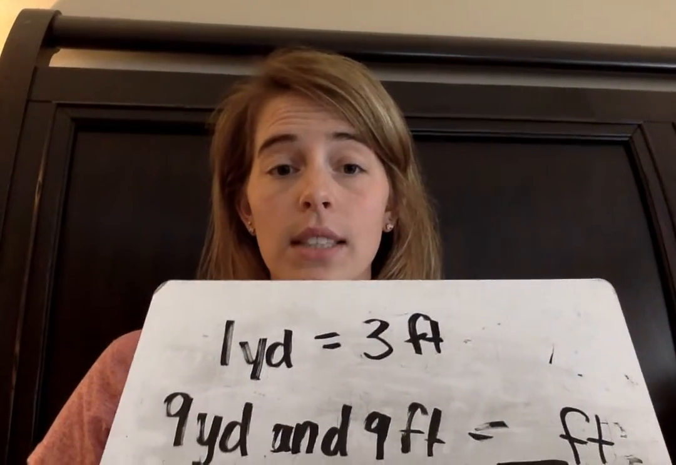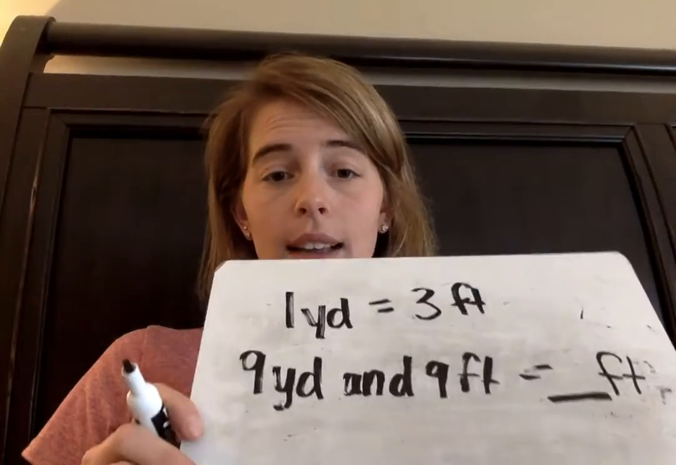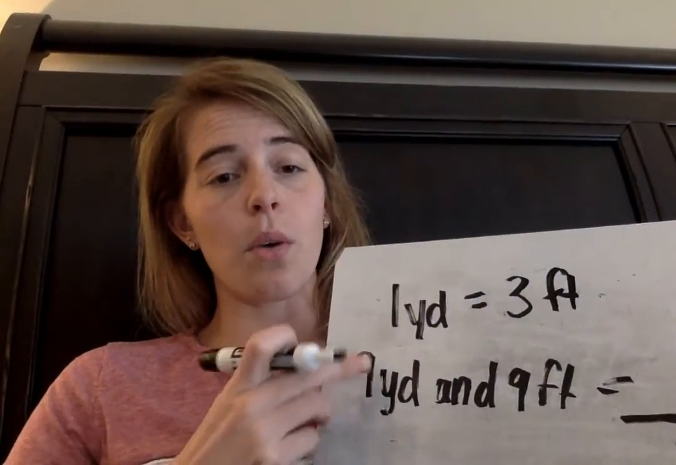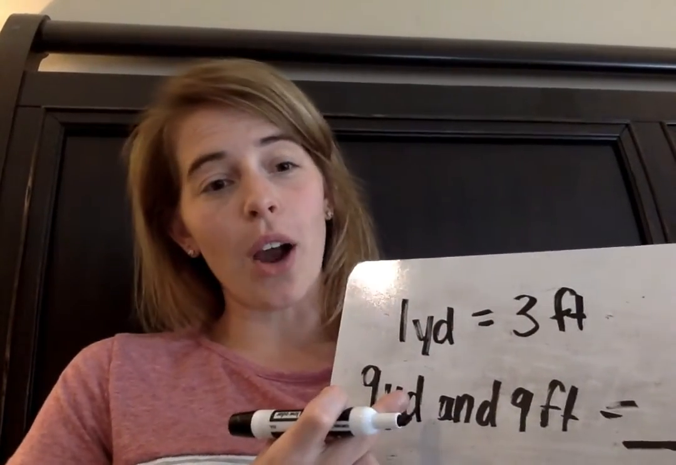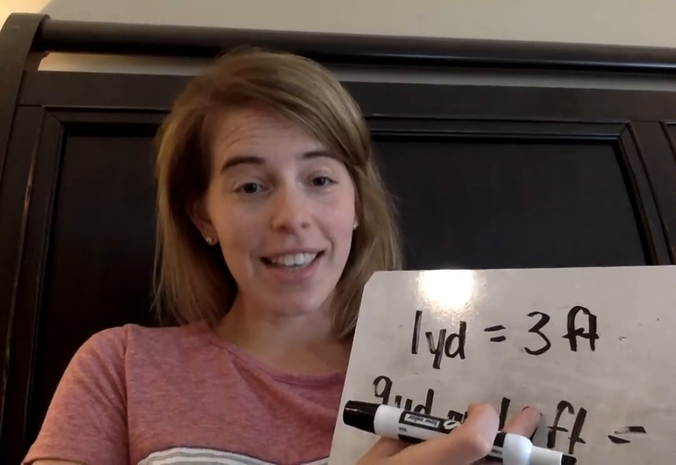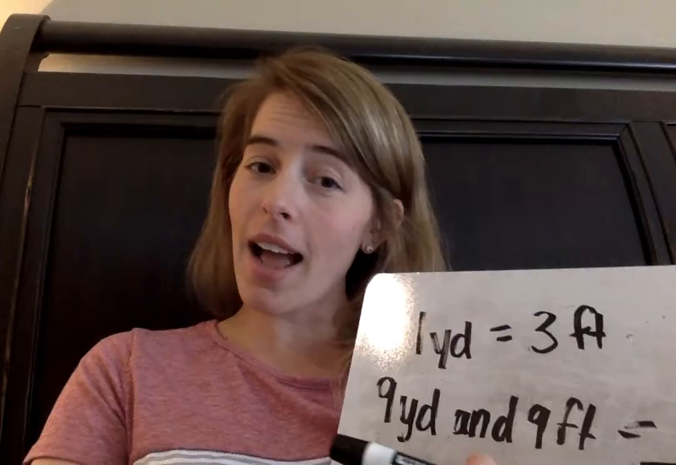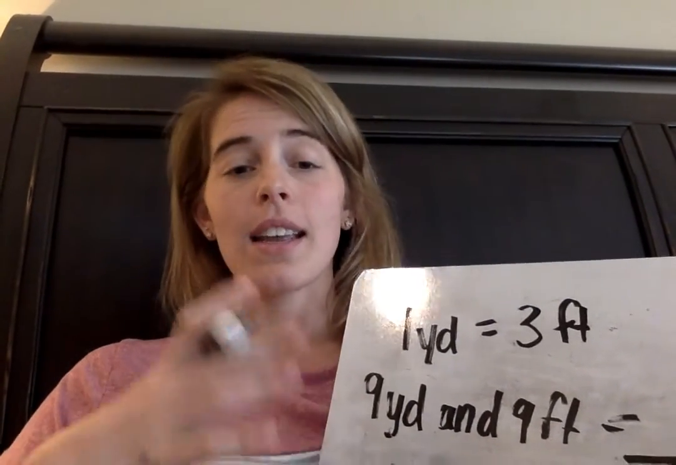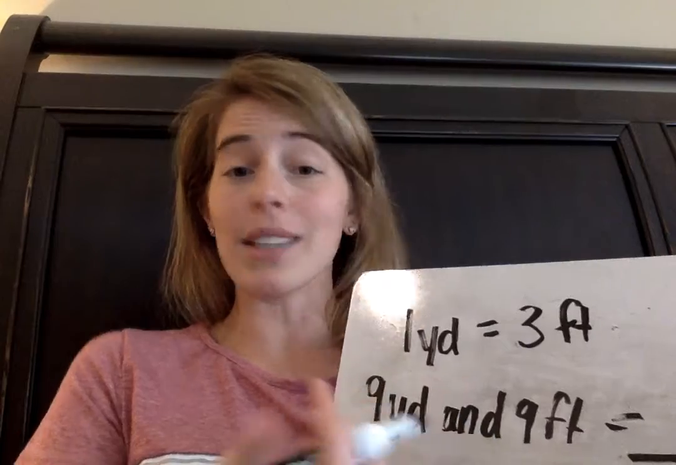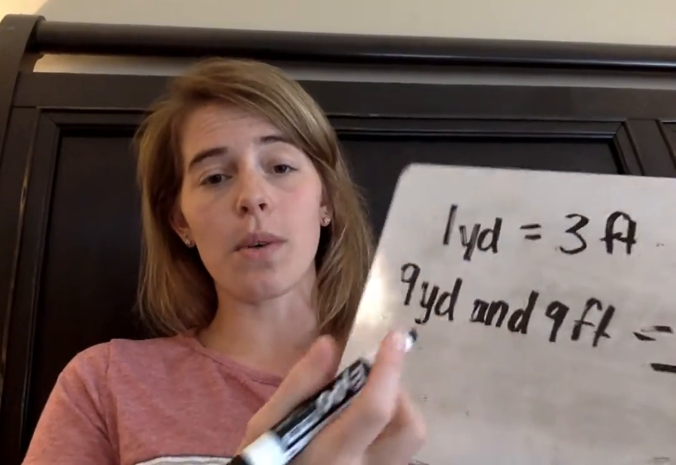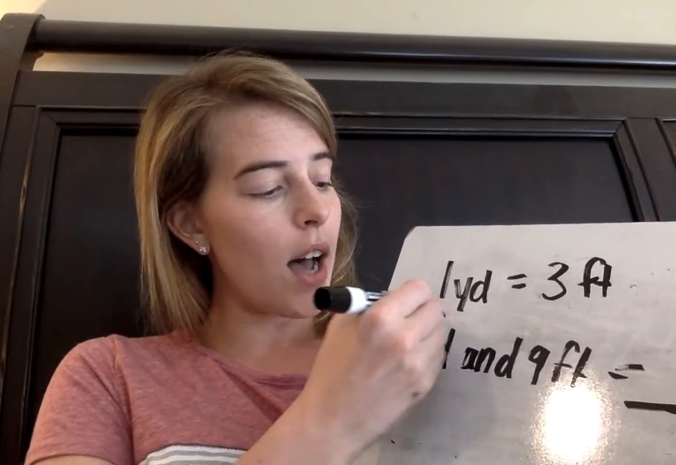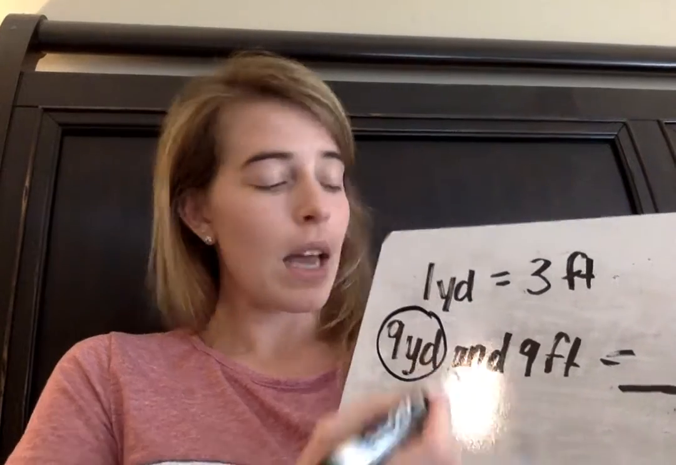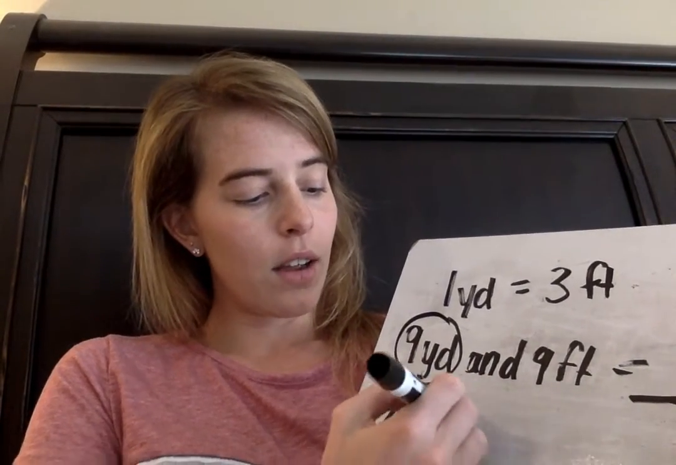In order to solve this, you can do it a couple ways. If making a table is easy for you, then that's the way you should go. For example, I know that 1 yard equals 3 feet. So if 1 yard equals 3 feet, then 2 yards equal 6 feet, and you keep going on and on: 3 yards, 9 feet, 4 yards, 12 feet. Or you can just say 9 times 3 is 27. So you can do a table or you can just do a multiplication problem. 9 times 3 is 27. So I know that in just my 9 yards, just this part of the problem, I have 27 feet.